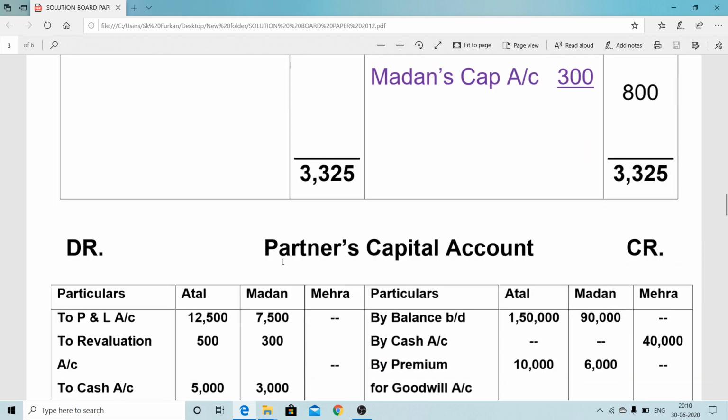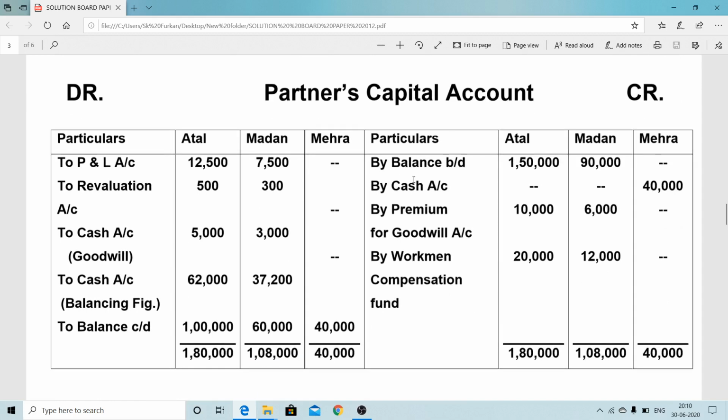Now after that, partner's capital account, in the same way, opening balance, by balance b/d, these two capital balances provided. Atul capital provided 1,50,000, Madan capital provided 90,000, and new partner brought 40,000. That is, it is given in the question that Mera brought 40,000 as his capital, so therefore by cash or bank 40,000. After that, premium for goodwill will be distributed to the old partners under sacrificing ratio.